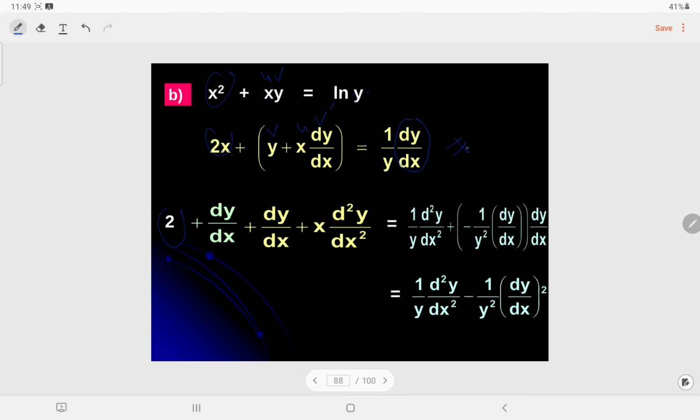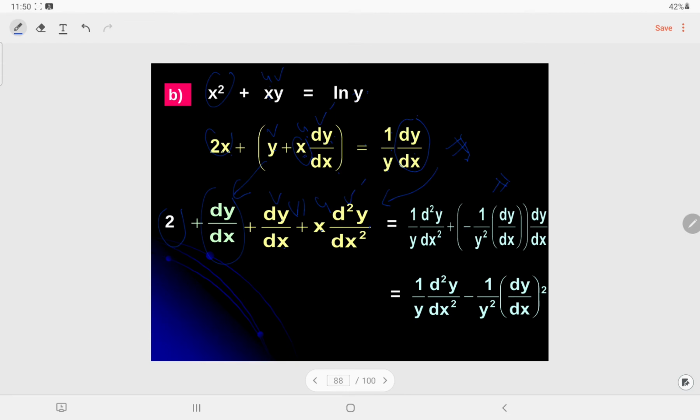For this one, we get dy over dx, and then we need to differentiate once again to find the second derivative. So differentiate y, dy over dx. Differentiate x, dy over dx, uv prime plus vu prime. Differentiate x equal to 1, dy over dx times 1, equal to differentiate 1 over y. Okay, we get this.